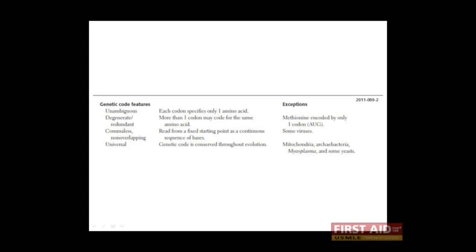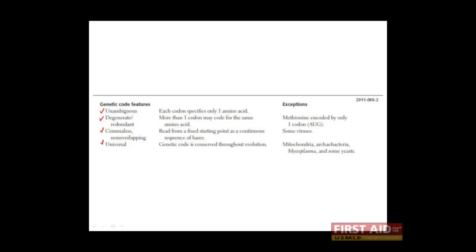Now let's talk about some features of the genetic code. The genetic code is the code by which the cell converts DNA in the form of nucleotides into useful molecules like proteins. The genetic code has four features that we'll talk about now. The first is that it's unambiguous. The second is that it's degenerate. The third is that it's commaless or non-overlapping. And the fourth is that it's universal.